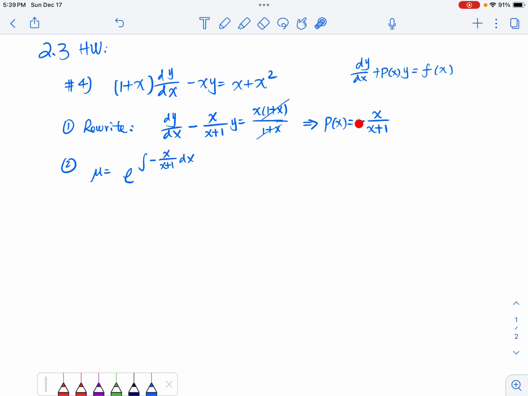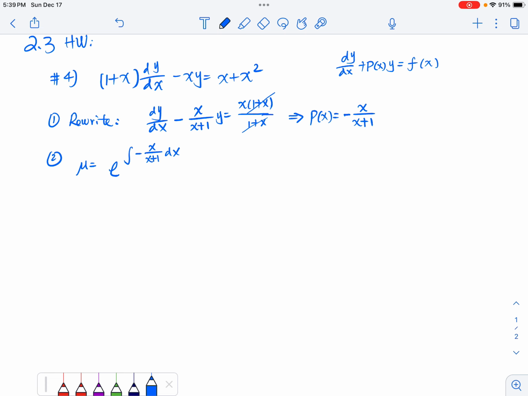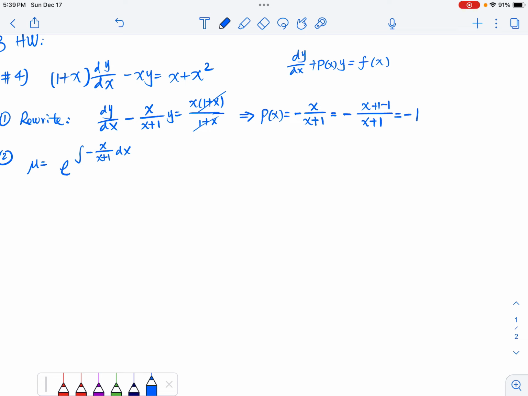Now how do I integrate this? A little hint. First of all, rewrite this into the following. Look at this. This x is the same as x plus 1 minus 1. I just add 1, subtract 1, divided by x plus 1. The reason is I want to split this into two terms, and this is going to be equal to negative 1 plus 1 over x plus 1. This x plus 1 over x plus 1 is 1, and I have a negative sign, so negative 1. The next term will be negative 1 over x plus 1, but I have another negative sign, so it becomes a positive sign.